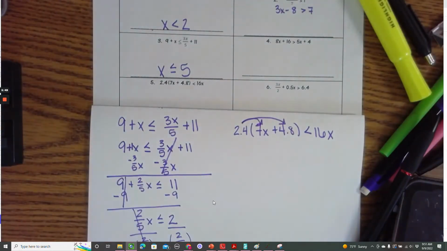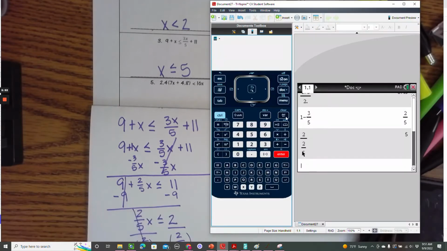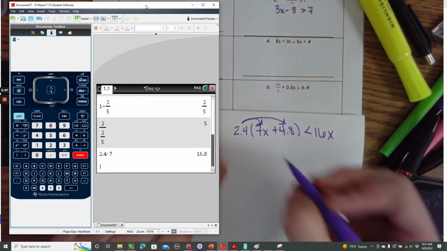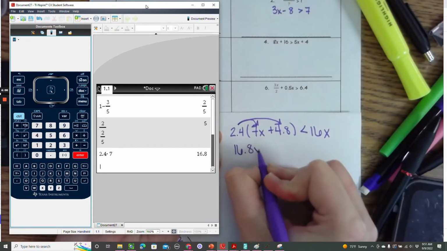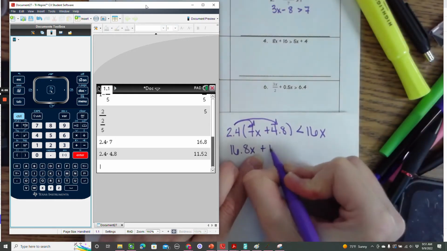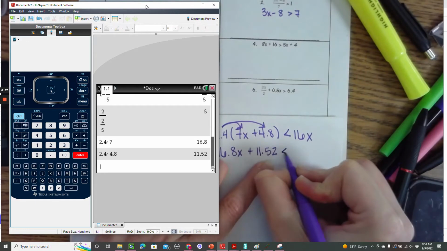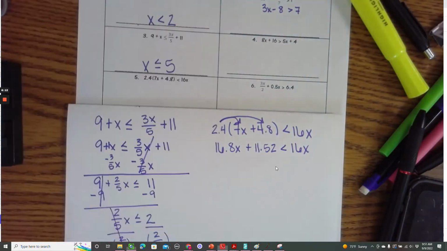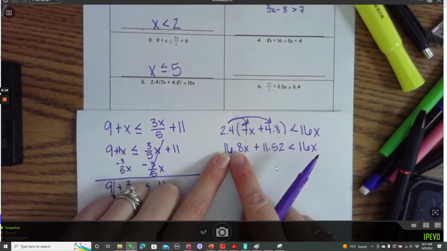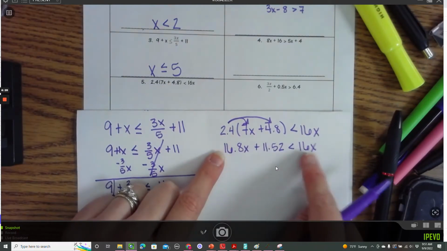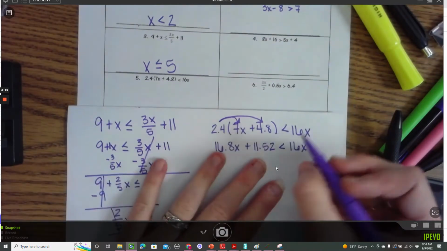Okay, so we've got to do 2.4 times 7, and that's 16.8x, and then 2.4 times 4.8 is 11.52. All right, for this problem, even though this is bigger than 16, I'm going to move this one because I don't want a blank over here. I don't want a 0.